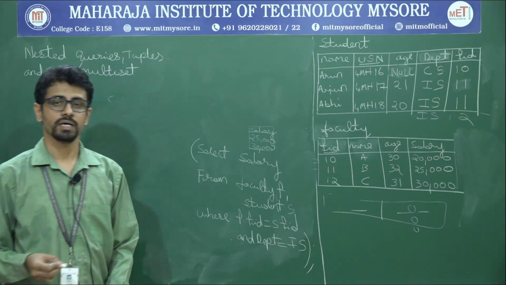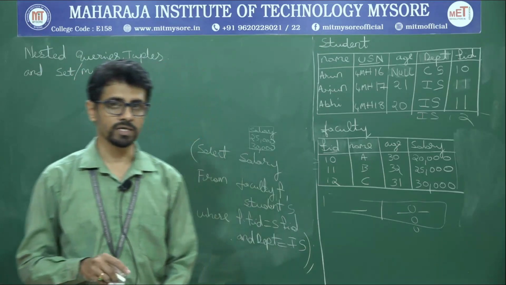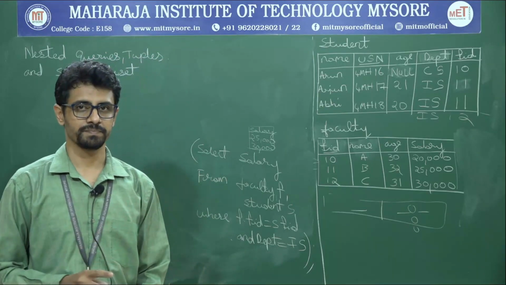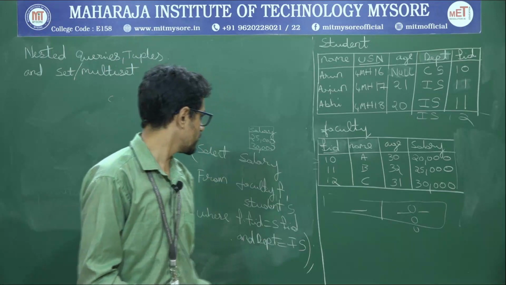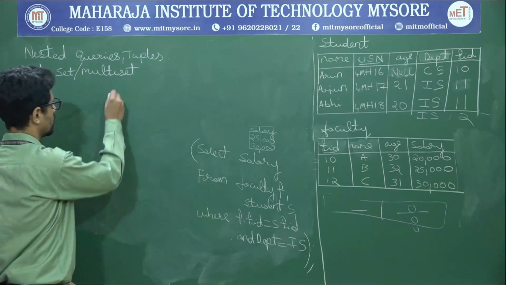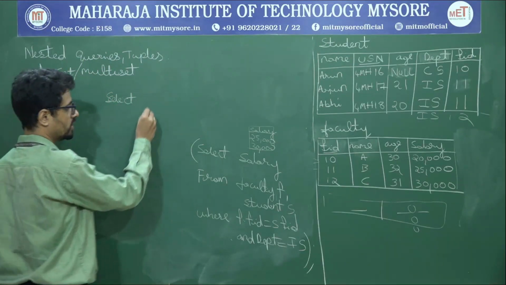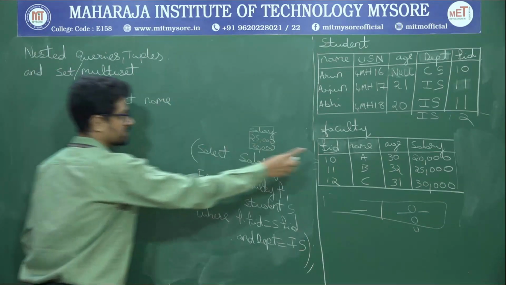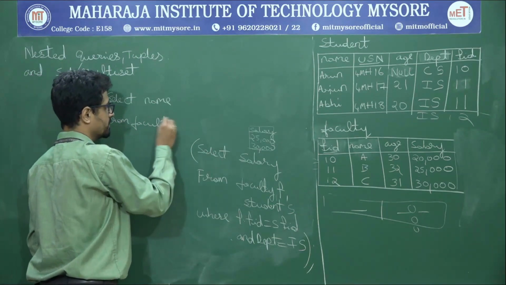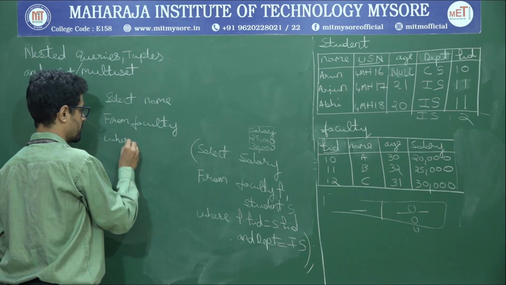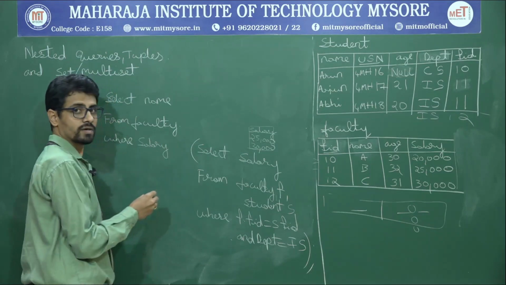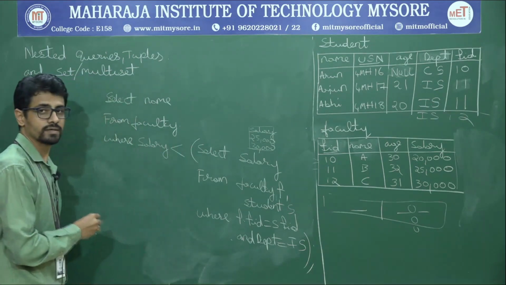Now what is the next part? Now I want to know the names of faculty who are taking a salary above this or lesser than this. In case of above this, there will be no output, so I'll go for lesser than this. So select what you want, the attribute name, from the faculty table, from faculty where salary is lesser than this.